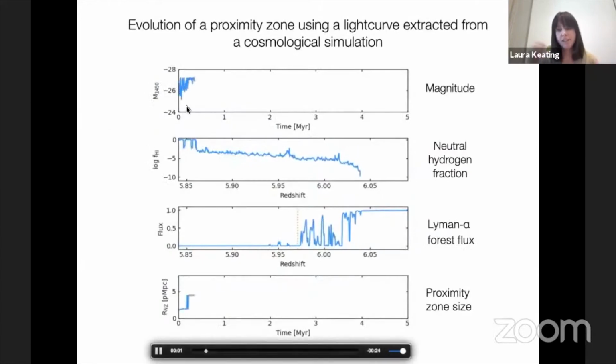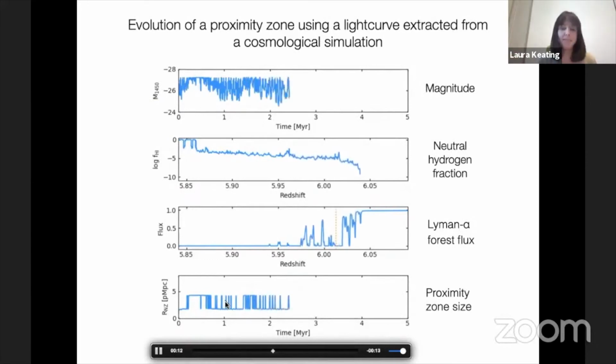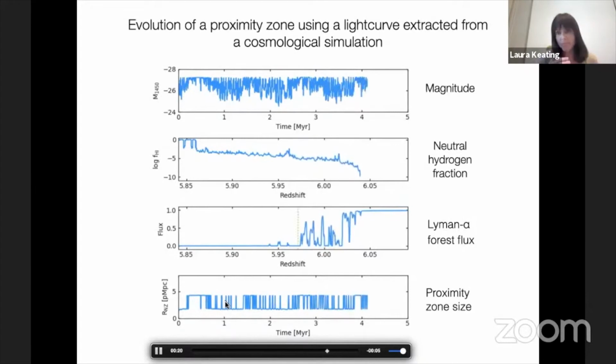So now in the top panel, I show the magnitude of how this light curve is changing. And on the bottom panel, I show the response to this on the proximity zone size. So the magnitude can vary hugely over a very short time scale. And the proximity zone itself can also change by a few megaparsecs. And we find that in this particular sightline it just oscillates between two set points, depending on whether the magnitude is high or low.